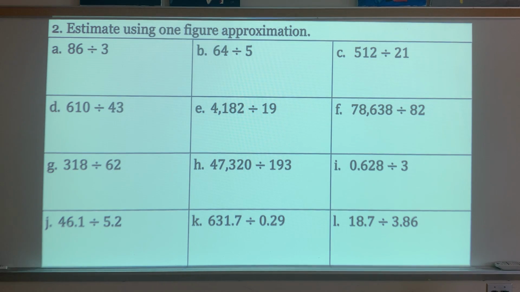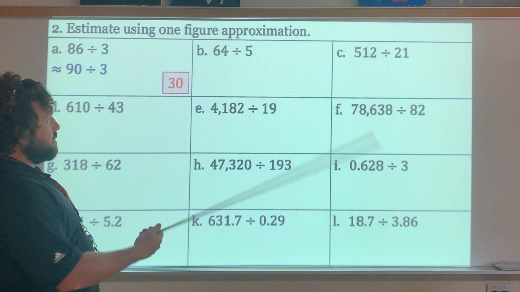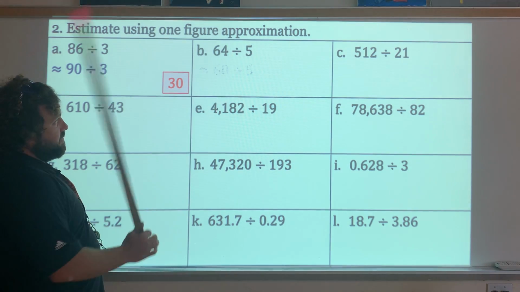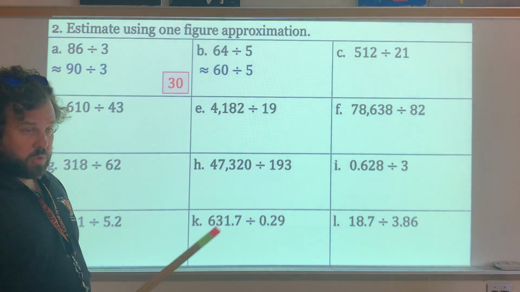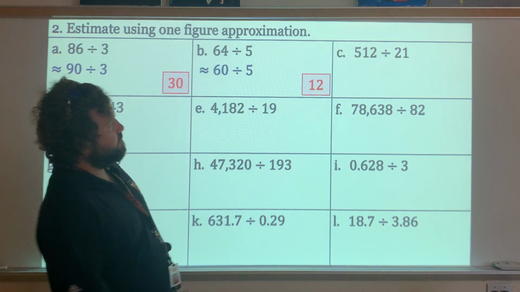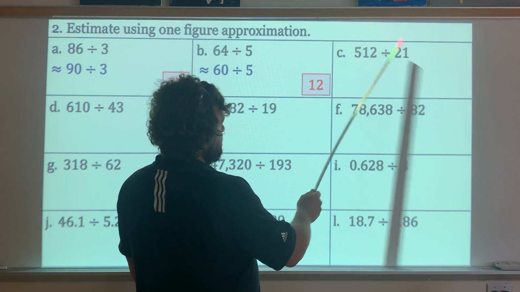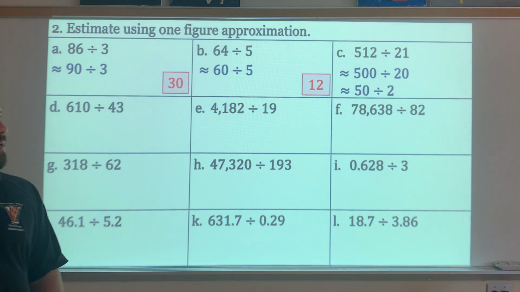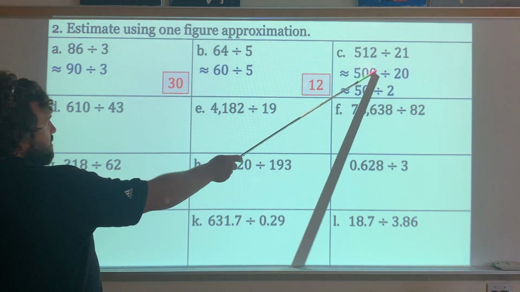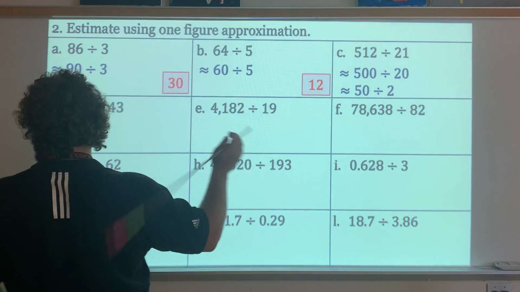Round 90. 3 is a single digit, so it stays 3. 90 divided by 3. 9 divided by 3 is 3, 0, 30. See? Now you can do math in your brain with no calculators. 60 divided by 5, 12. 500 divided by 20. If you want to chop off a 0, like I said before, 0, 0, 50 divided by 2 is 25.